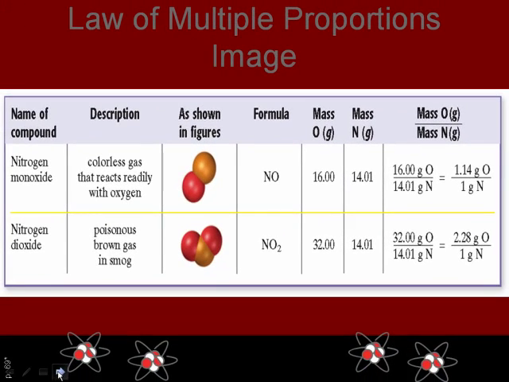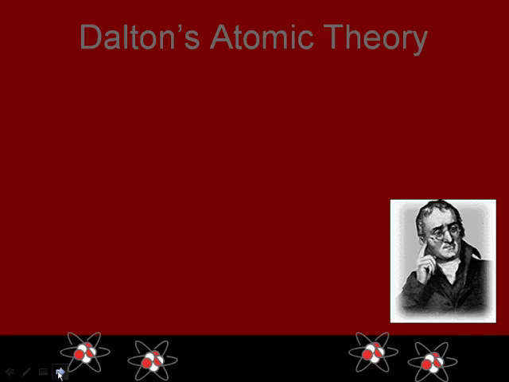Another example of the law of multiple proportions are compounds with nitrogen and oxygen. So this image shows us nitrogen monoxide and nitrogen dioxide. And again, if we look all the way to the right, we can see that if I have the same relative amounts of nitrogen, which is 1 gram, the ratio of the oxygen in nitrogen monoxide to the amount of oxygen in nitrogen dioxide would be a 1 to 2 ratio. It does not necessarily mean that the subscripts are 1 to 2. So let's look at our first atomic theory.